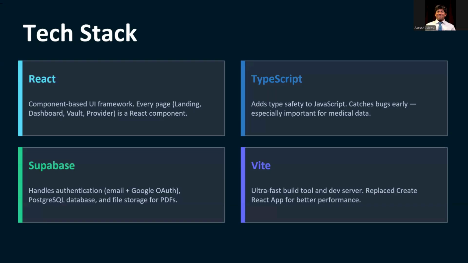Let me quickly go over the tech stack. React is the UI framework, and every page is a component. TypeScript adds type safety, which is especially important when dealing with medical data. It catches bugs before they reach the browser, and Supabase handles everything on the backend: authentication, a PostgreSQL database for storing profiles and documents, and file storage for the actual PDFs. And Vite is the build tool that makes development really fast.